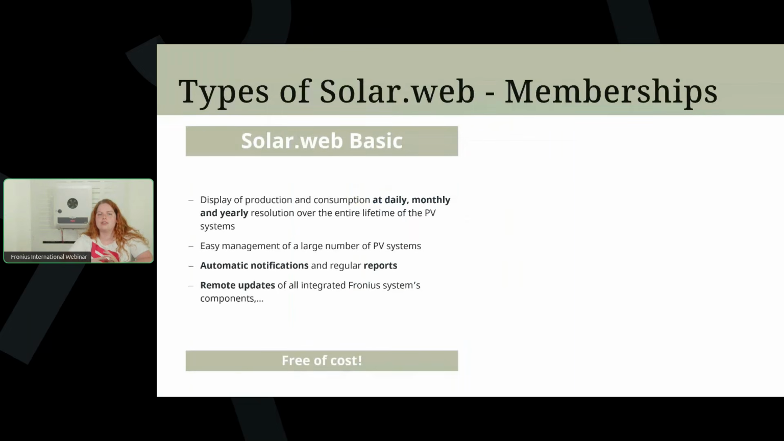But let's talk about the different kinds of Solar.web memberships that you can have. There is a free version. It displays the production and consumption at a daily, monthly, and yearly resolution and covers the entire lifetime of your PV system. Also, you can easily manage a large number of PV systems. You can get automatic notifications and have regular reports, and also you will be able to do remote updates.